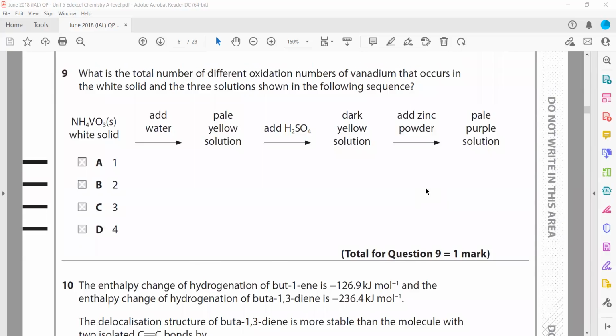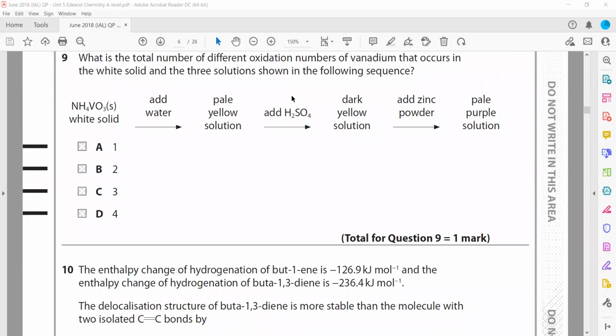In question 9, what is the total number of different oxidation numbers of vanadium that occur when a white solid and 3 solutions are shown? So here, what is the oxidation number of vanadium in this compound? Ammonium is +1 overall. Each oxygen is -2, so 3 oxygens give -6, so vanadium is +5. When we add it to water, this will form a complex, but there is no change in oxidation number, so it remains +5.